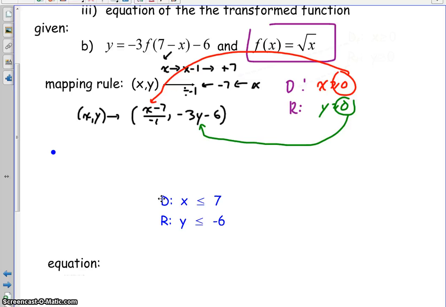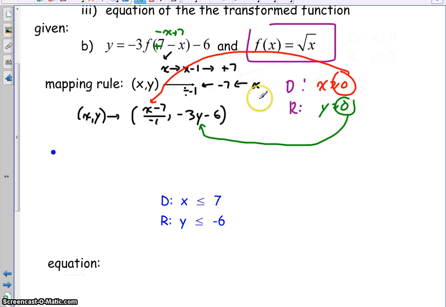Okay, so take a second to check your answer here. So for my original parent function here, root x, the domain is x is greater than or equal to 0, and then the range is y is greater than or equal to 0. For my mapping rule, remember, first thing that happens to x here is it gets multiplied by negative 1, and then 7 gets added to it. If you're having trouble seeing that, remember this is the same thing as negative x plus 7, right? The negative is attached to the x, and the 7 is positive. So x times negative 1, then plus 7.